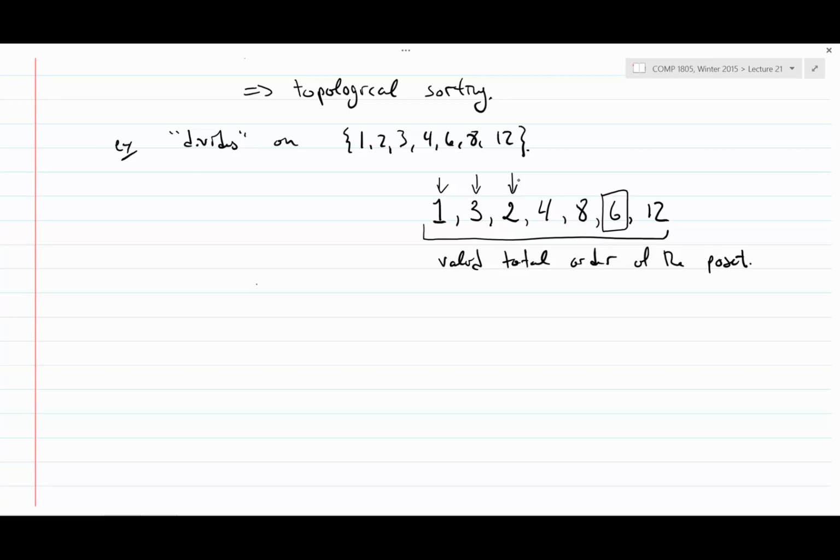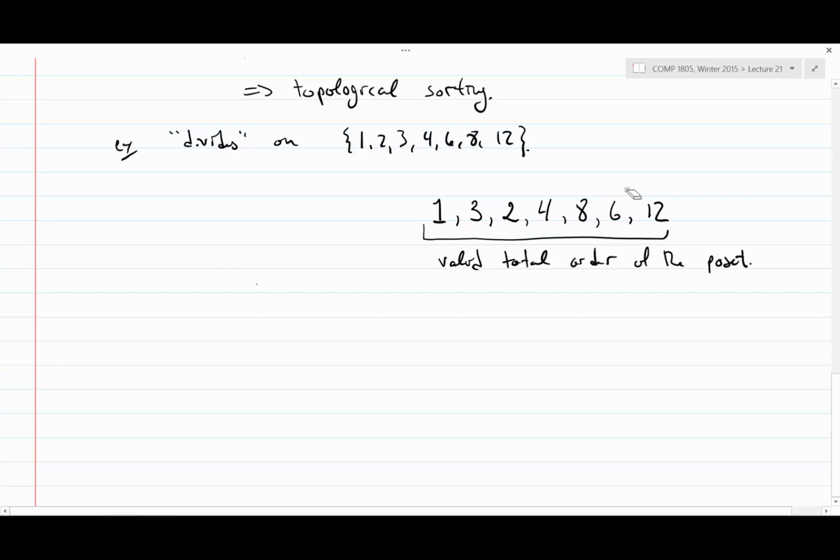Other questions? Yeah. No matter how you order them, if you do this proper topological sorting with the Hasse diagram, it will always have this property. If it doesn't, you've made a mistake somewhere. Okay, any other questions about this?